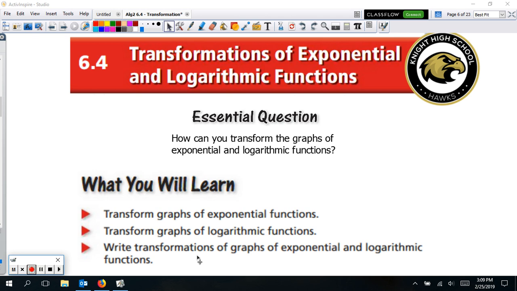Alright, welcome back, Algebra 2. We're now going to jump into 6.4. This is in the middle of our Chapter 6. We're looking at transformations of exponential and logarithmic functions.